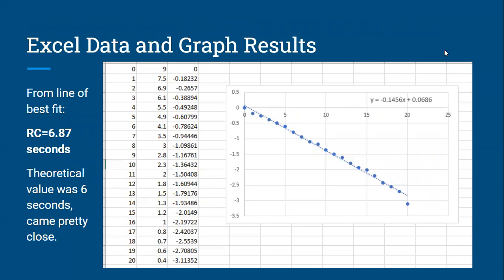So you can see in my Excel plot, the slope of this line was -0.1456. And if you take the negative inverse of that, you get 6.87 seconds as your experimental RC value, and the theoretical value was around 6. So we came pretty close to this value from our data over 20 seconds.